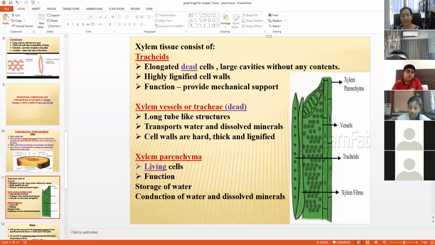Now, students, xylem tissue consists of tracheids. See, I've shown it here. This is a picture of a xylem. It is made up of tracheids, xylem vessels or trachea, and xylem parenchyma.